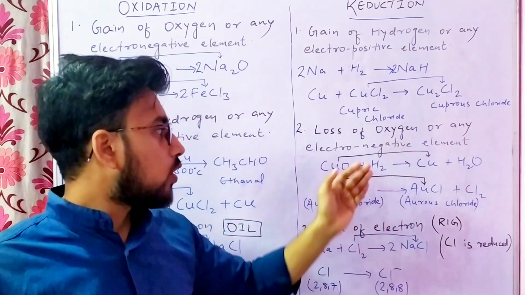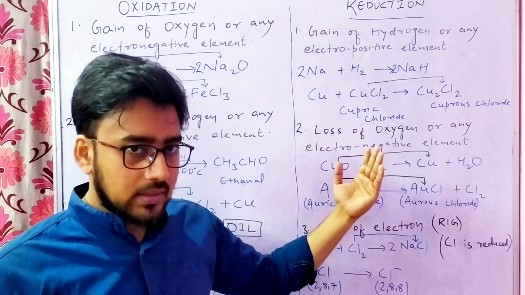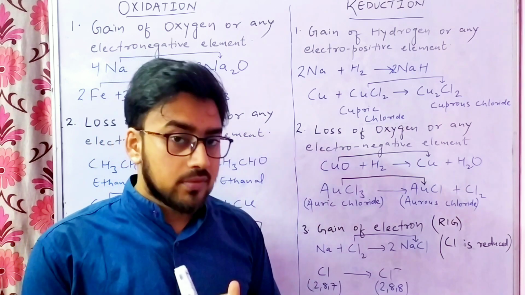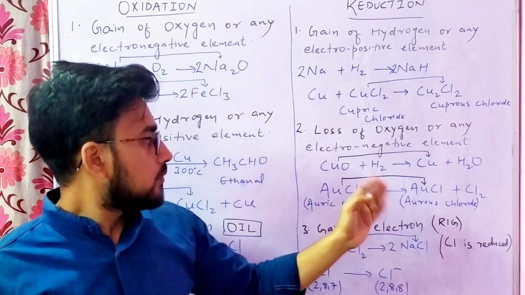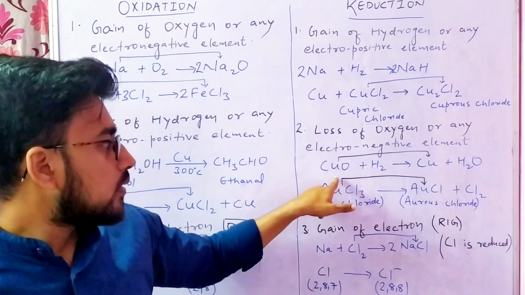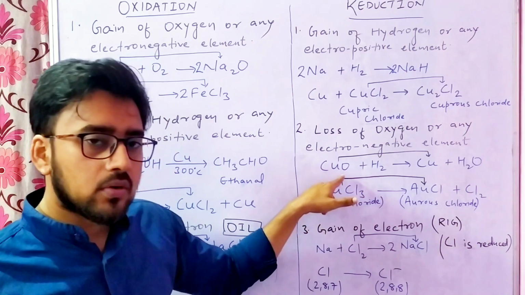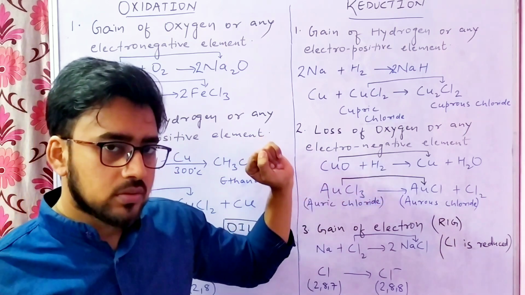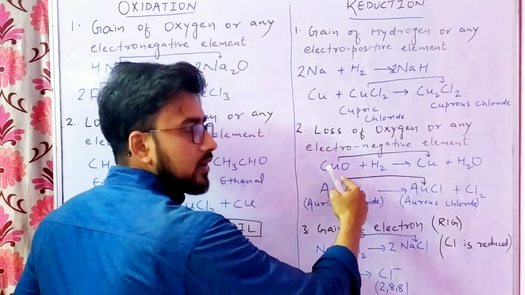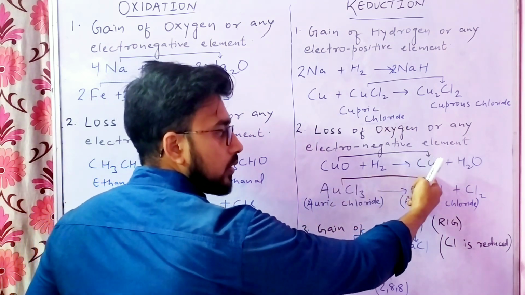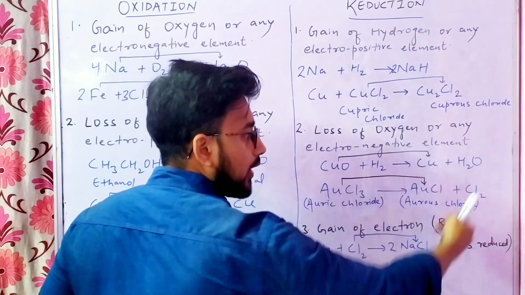Now let's talk about the second concept, that is loss of oxygen. Whenever there is loss of oxygen taking place from any reactant, then you can say it is reduced. So loss of oxygen is called reduction. Let's see one example here. On the reactant side we have CuO plus H2, that is copper oxide plus hydrogen. And what is going on here? Copper oxide is converted into copper and oxygen is getting added to this hydrogen.